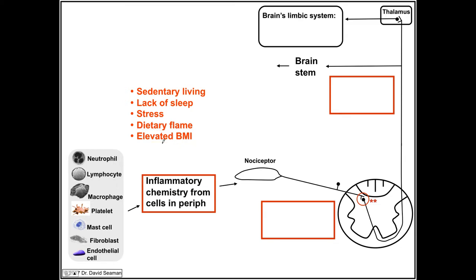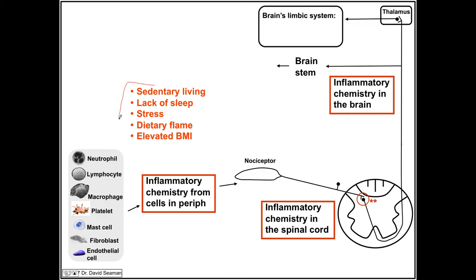So when we have these five factors present, peripheral cells release inflammatory chemistry to activate the nociceptor. Central cells release inflammatory chemistry in the spinal cord and up in the brain and brain stem. So the human body will produce inflammatory chemistry peripherally, as in your muscles and joints, and then centrally, as in the nervous system. And the outcome is pain and malaise, feeling unwell. Over time, it becomes worse.